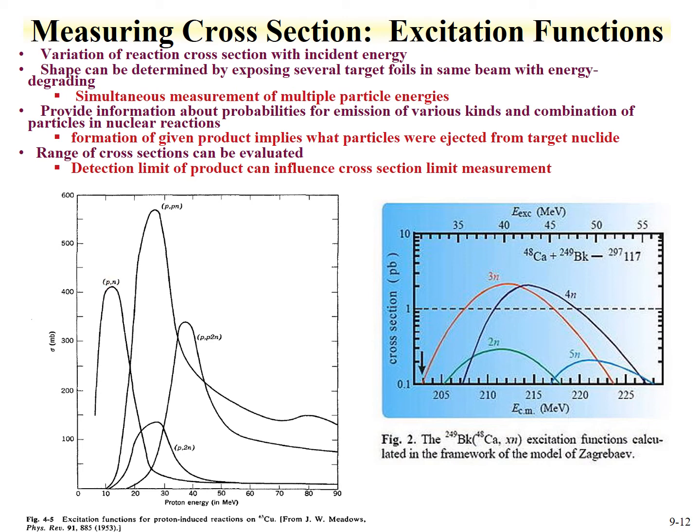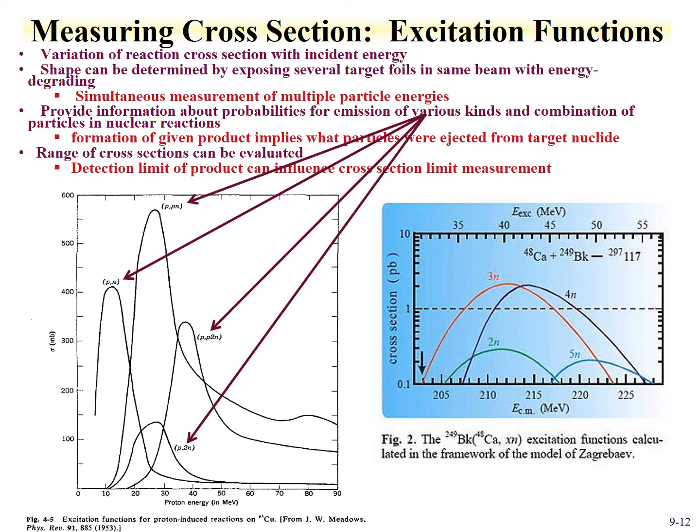The products that come out could be a neutron, proton-neutron, proton-2-neutron, or 2 neutrons. So if we perform a reaction, we provide information about the products, we can get cross-sectional data by looking at the change of the product concentration as a function of energy.